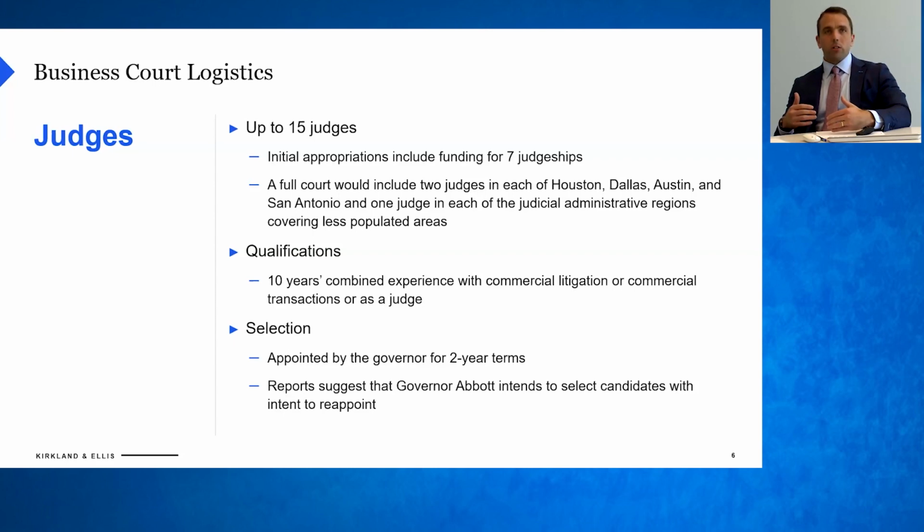And the remaining judges will cover other geographic areas that are divided into judicial administrative divisions, for a total of 15 judges. In the initial instance, we're going to have a judge in each of Houston, San Antonio, Dallas, and Austin, with the other 3 judges spread across the state. Each of these judges, as I said, will be appointed by the governor.